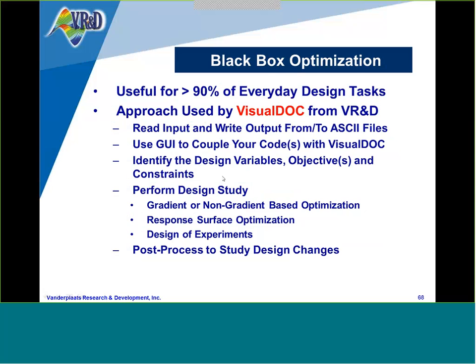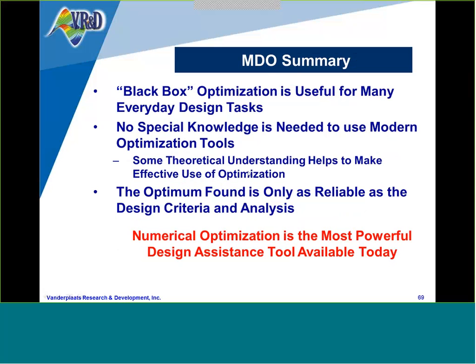Well, this is black box optimization. It's useful probably for 90% of everyday design tasks. We provide this in our VisualDOC software that has not just these methods, but if you like the random methods, we have that available. We have design of experiments available. We have response surface optimization available, on and on and on. It's a very sophisticated software that allows you to couple optimization with just about any analysis you have.